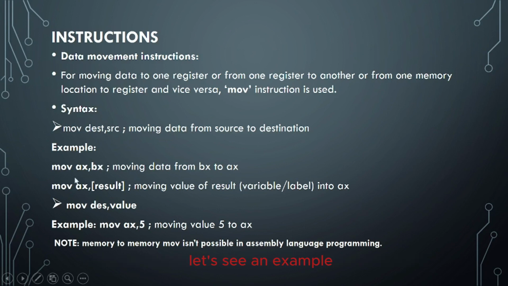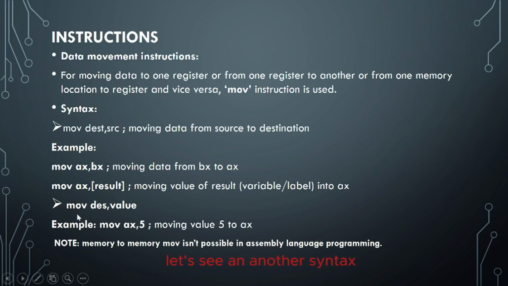Let's see an example, move AX, BX. In this example, we are moving data from BX to AX. Let's see another example, move AX, result. Moving value of result variable label into AX. Here result is the label or variable. We will discuss it in our lectures later.